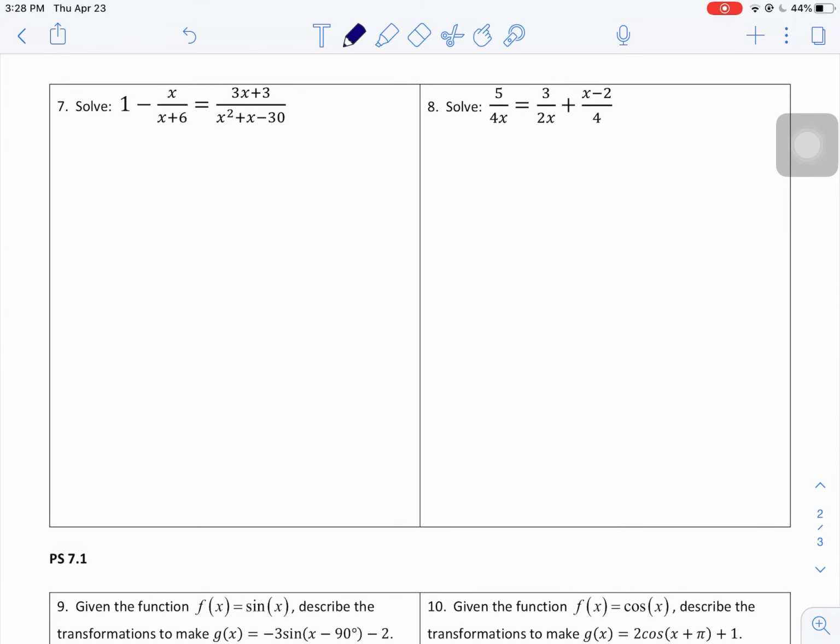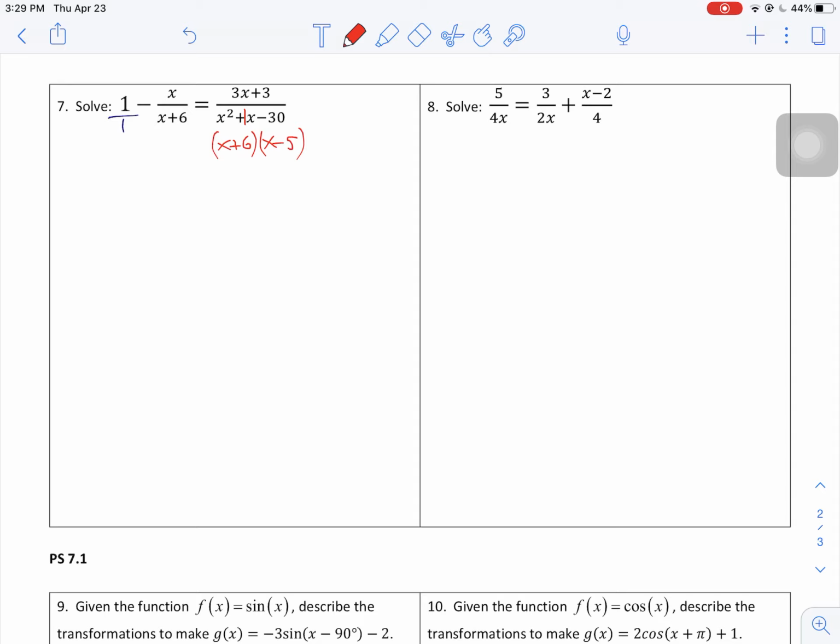On number 7, let's put that 1 in the front over 1 to make it look like a fraction. And then we want to try to find a least common denominator, but that last fraction has a trinomial in the bottom that we should try to factor. So we're looking for two numbers that multiply to negative 30 and then add up to 1, because there's an invisible 1 in front of the x. So how about x plus 6 and x minus 5?